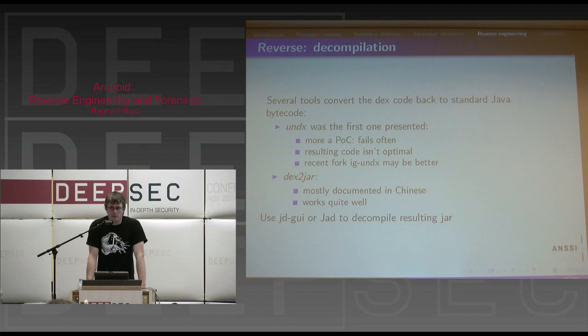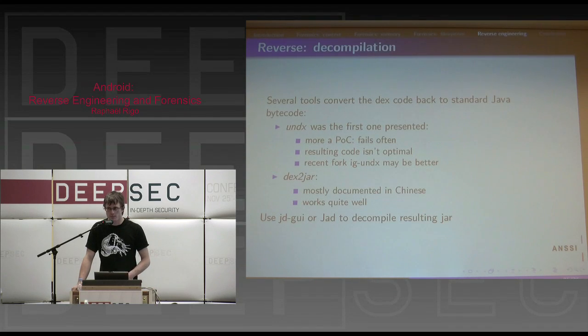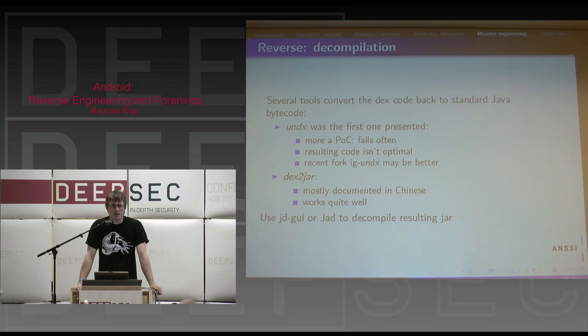And the next step after disassembly is decompilation. Of course, in Java, it has been done for years, but here the virtual machine is different, so it's not that easy. You got two main tools that are used to convert the DEX code from the Dalvik virtual machine back to the standard Java bytecode. So the first one was ndex. It was presented 2 years ago, I think. It's really interesting, but it was more a proof of concept, and unfortunately, it fails often. And the resulting code is not that readable.